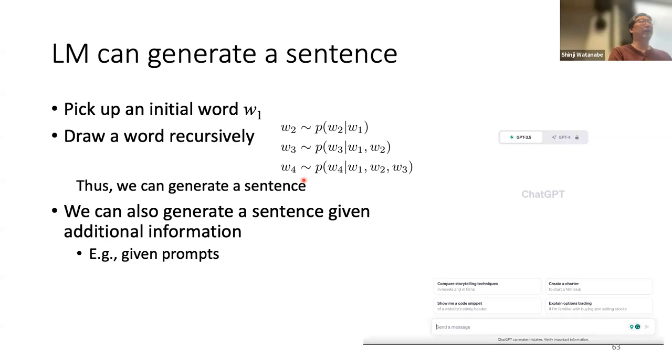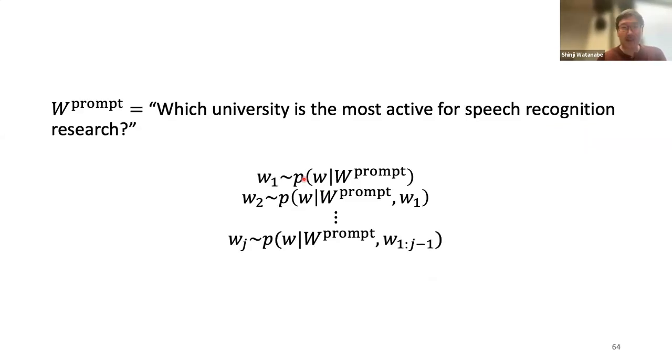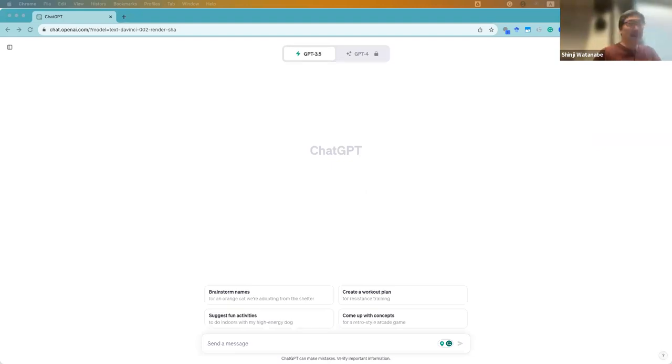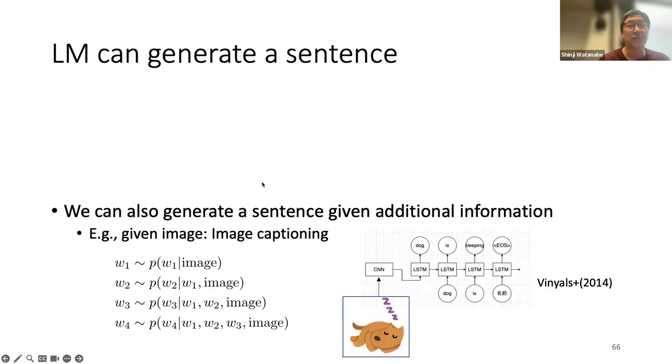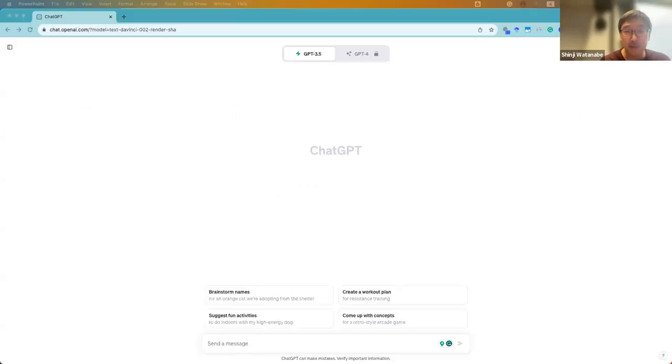There are a lot of examples, but one of them is prompt-based language model generation, which is the basic technique behind ChatGPT. I'll try to do a demonstration. Wait a moment.